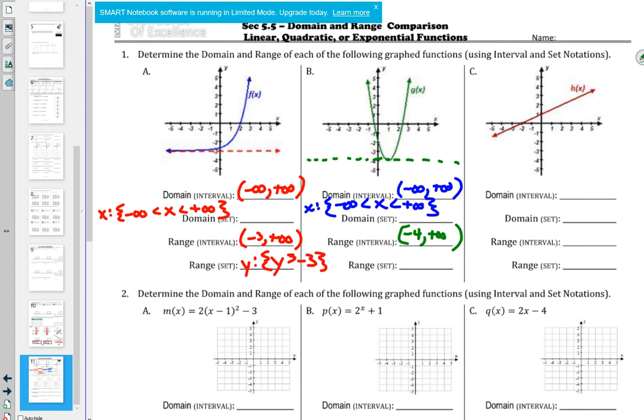How would you write it in set notation? You write the y, the colon, the braces. And then you would just say the y, but now instead of greater than, because unlike an asymptote, the turning point actually does touch -4, it would be greater than or equal to -4. And then close the braces.